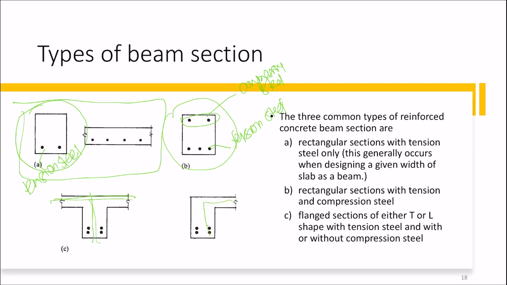Okay. In our syllabus, we are just going to learn up until this one, A sahaja. Another two ni, kita tak belajar the design macam mana eh. Just a simple one eh. Which is the rectangular section with tension steel.